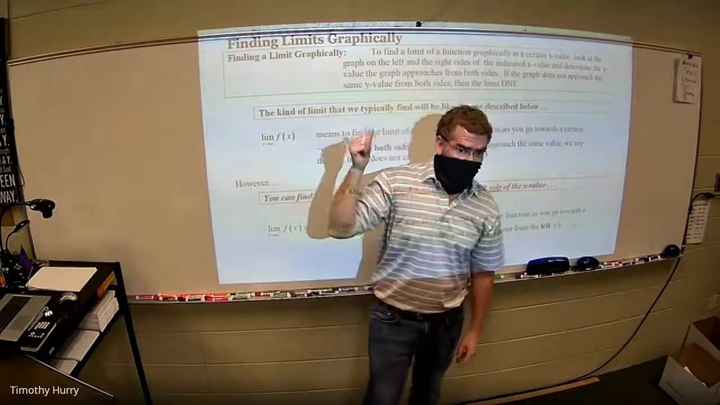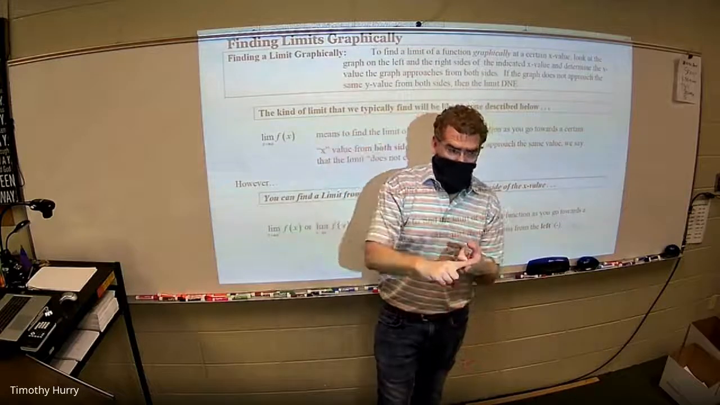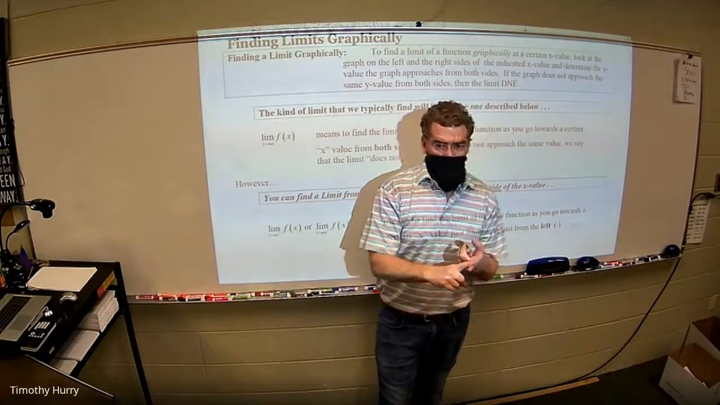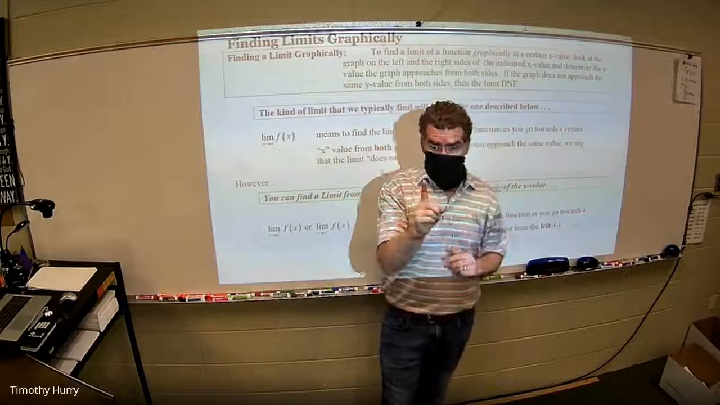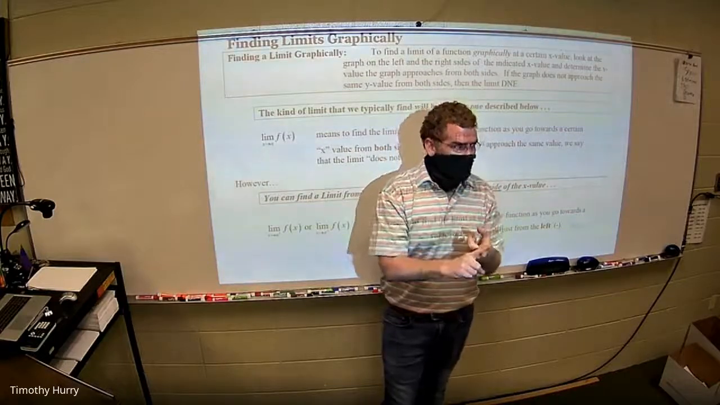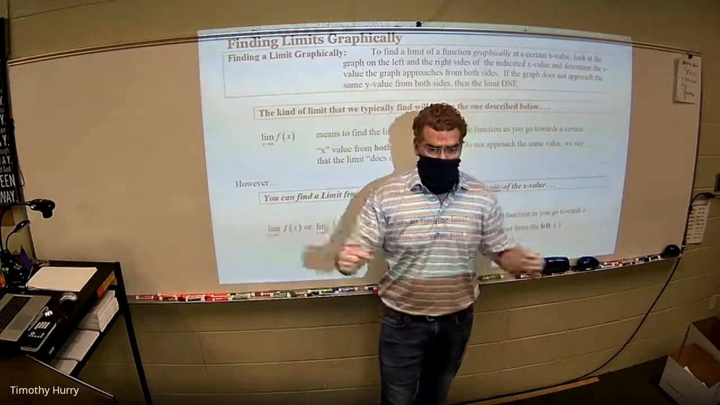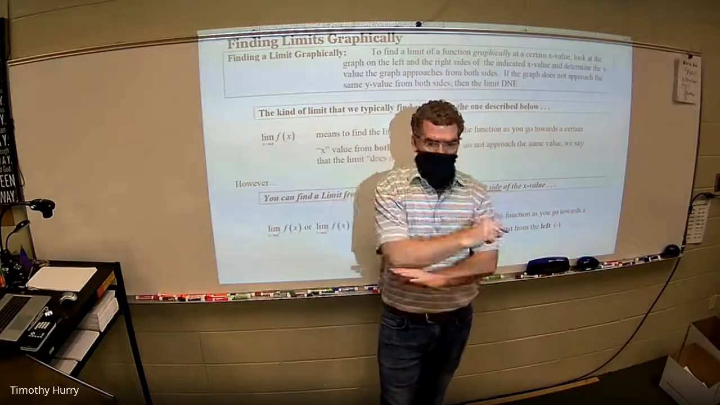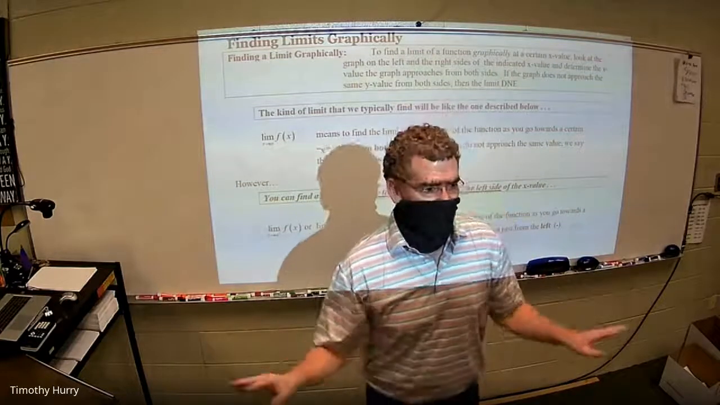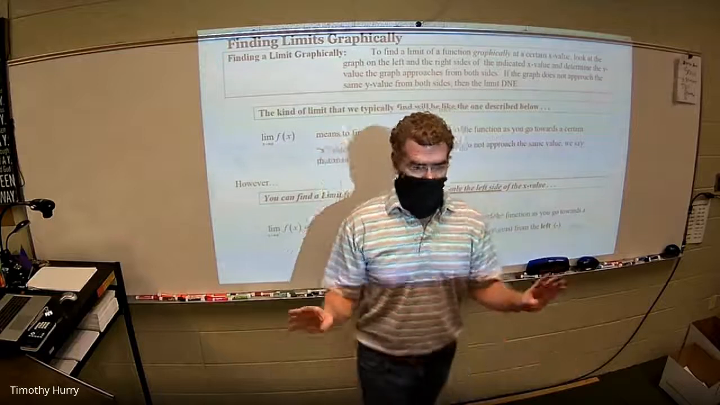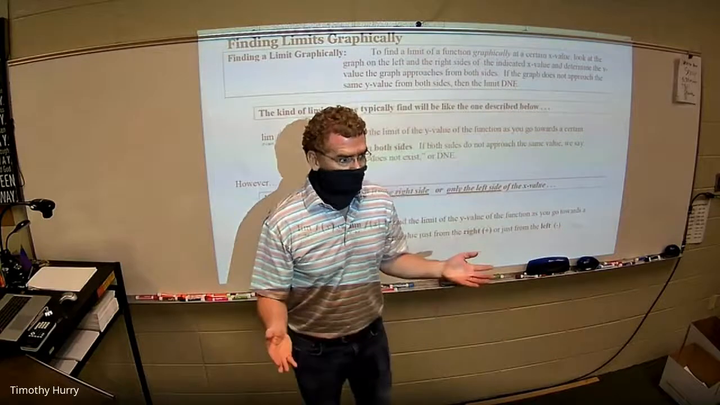And according to our definition, it's what? It's the y value that a function approaches. That's singular, the y value that it approaches as it moves towards an x from both sides. So if it doesn't move towards the same one, we say there is no limit, or the limit does not exist.